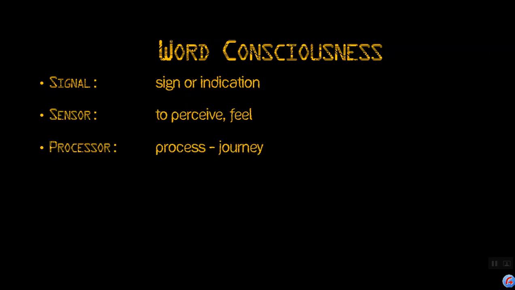Processor comes from the word process, which means journey, and in this case the processor is going to be something that makes a decision on the journey. Analog, here the root meaning is according to due proportion, but we're going to look at analog a bit more soon.